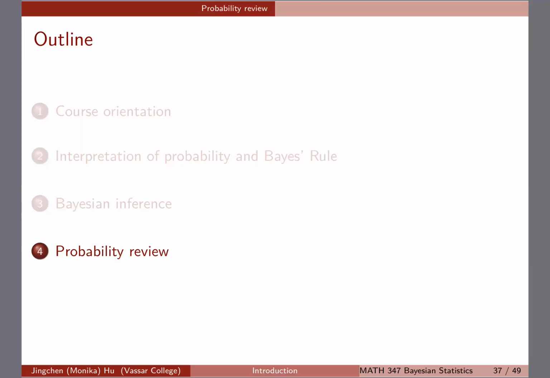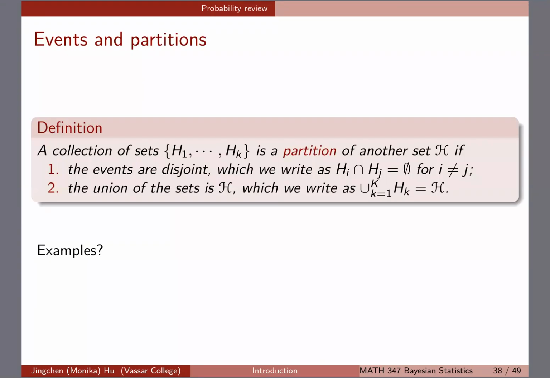The last part of the introduction is the probability review. It might be a little bit dry, but make sure that you know all of the concepts. The slides are up on Moodle, so check them out whenever. First of all, we need to define and review events and partitions.